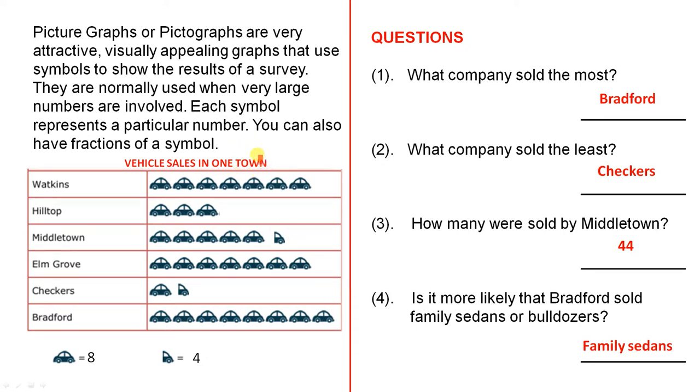Remembering that this is a town, maybe it's just an ordinary town, it's very unlikely that all these represent bulldozers. Some of them might. So I would say it's more likely that Bradford sold family sedans, because that's quite a large number. There might be 1 or 2 bulldozers in there, if they sell bulldozers. But because of the vast number, it's more likely that they are sedans, because bulldozers are very, very large pieces of equipment and they're very expensive.